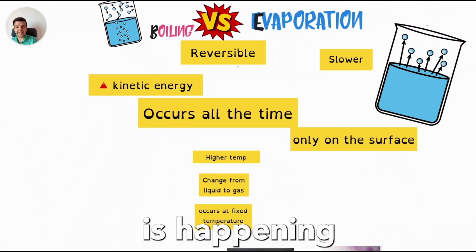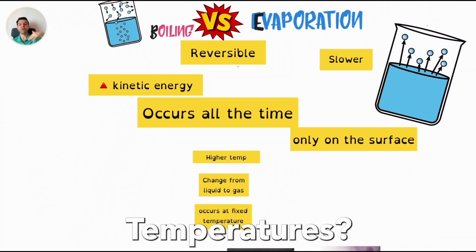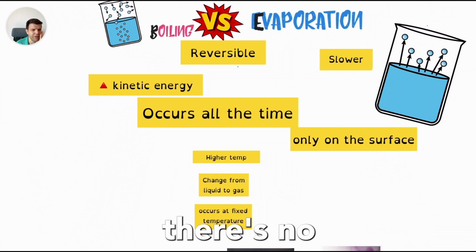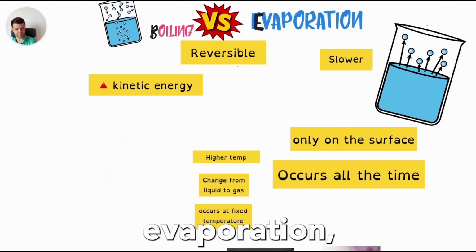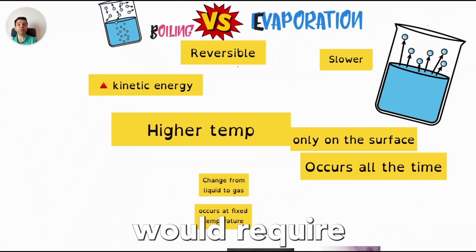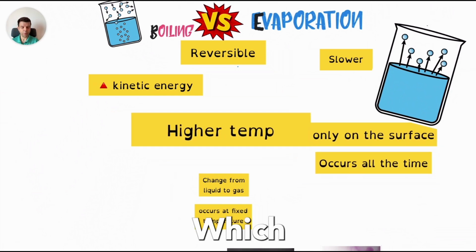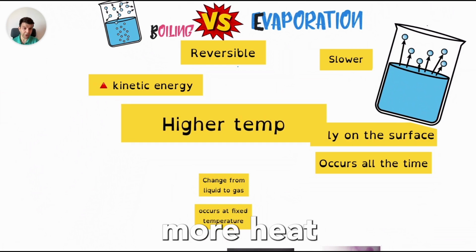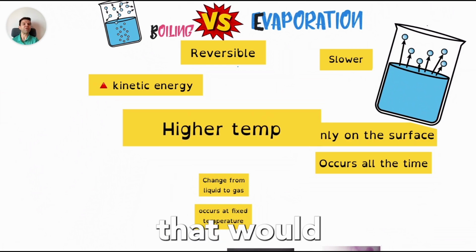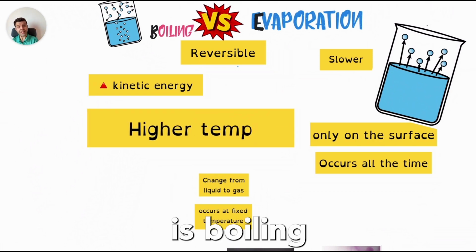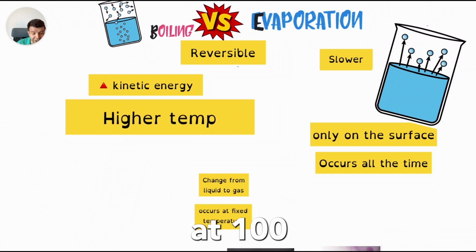Which one is happening at all temperatures all the time? Which one is there no way you can stop? It would happen as long as there is a liquid. That's evaporation. Which one would require a higher temperature? Which one do you expect to require more heat to occur? The one that requires more heat or higher temperature is boiling. Like water boils at 100. Evaporation can happen at all temperatures.